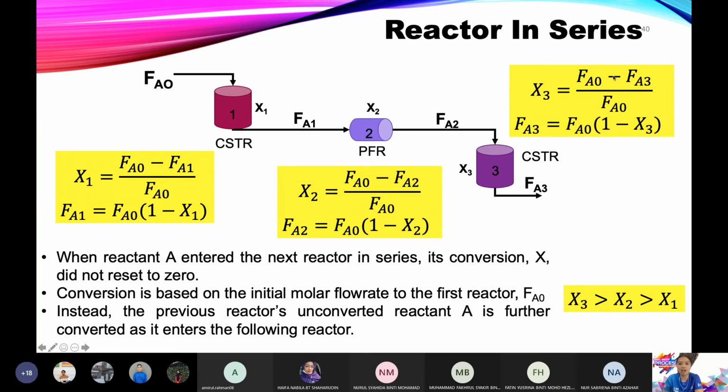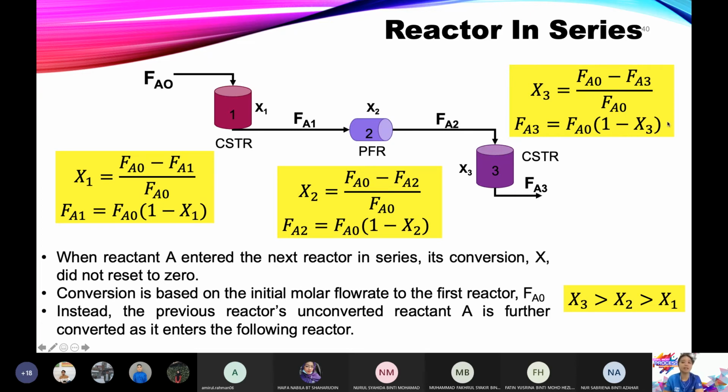And for the third reactor, okay, same concept. Katakan kamu ada 3 reaktor. Reaktor ketiga, conversion dia X3 equals to, again, the very initial molar flow rate Fa0 minus molar flow rate exits the third reactor Fa3 divide by Fa0. You get Fa3, the outlet molar flow rate of the third reactor, as Fa0 in bracket 1 minus X3.